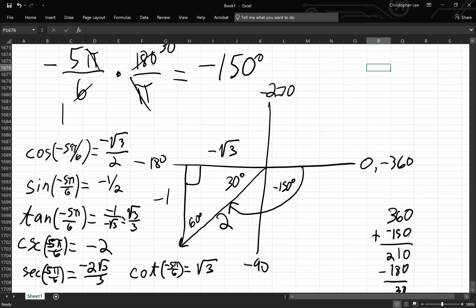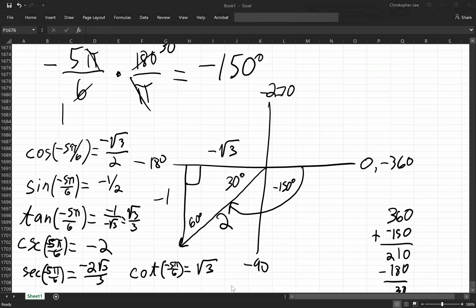Draw the triangle, right? SOHCAHTOA that joint, and we're good to go. All right? All Math 28 stuff right here, man. Nothing new here, nothing new here. I'm gonna let y'all know when we get to something new. All right.